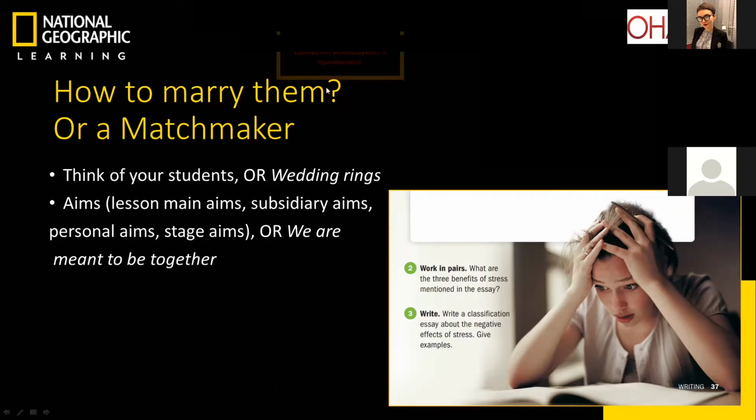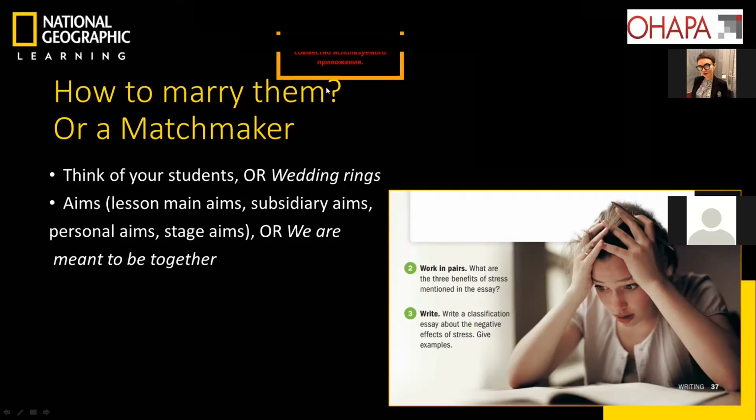Or in other words, yes, great. In other words, we are meant to be together. Like the aims, they can make our Mr. Big and Miss Perfect meet. So lesson goals or lesson aims. Great, great. Well, then anything else?